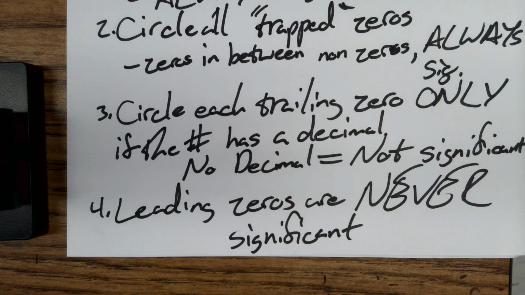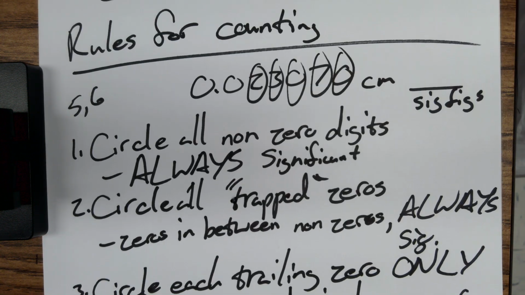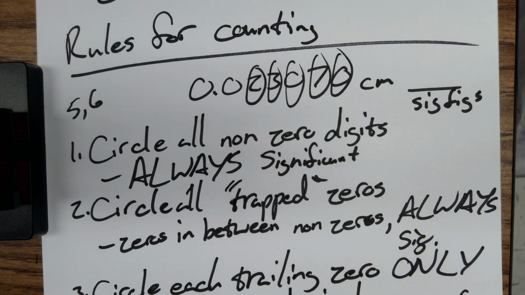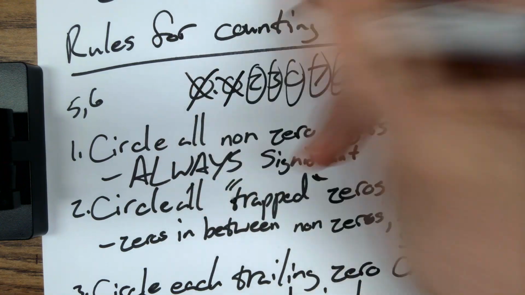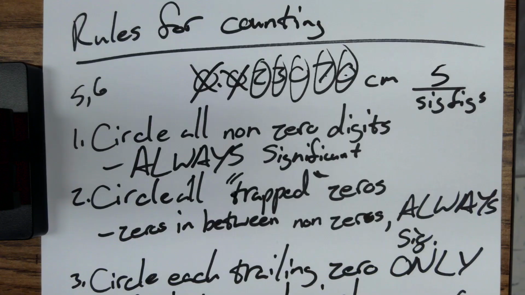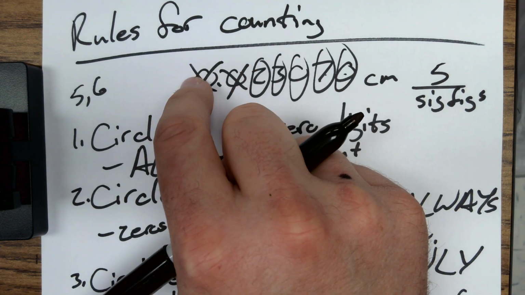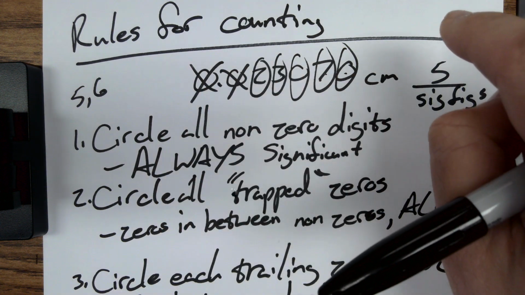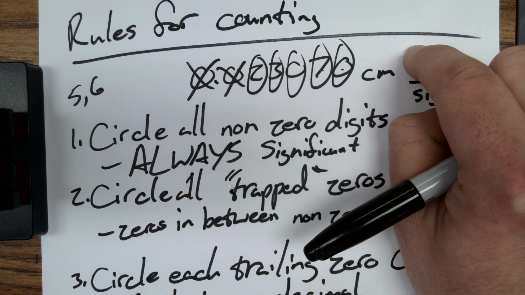Step 4, leading zeros are never significant. So what do you think I'm going to do with those 2 leading zeros? Don't count them. I'll cross them out as I don't count them. So I do 1, 2, 3, 4, 5. My answer has 5 sig figs. So is the leading before the non-zero? Leading zeros are any zeros in the beginning of my number. Trailing zeros are any zeros at the end of my number. Okay.